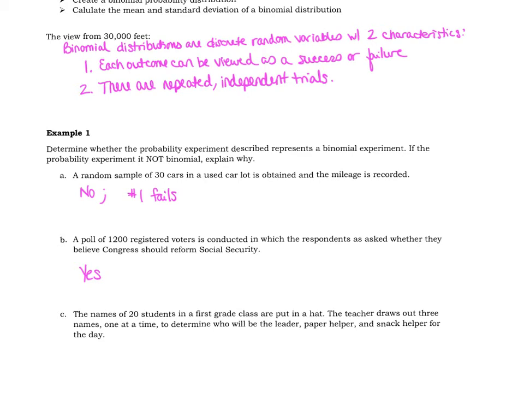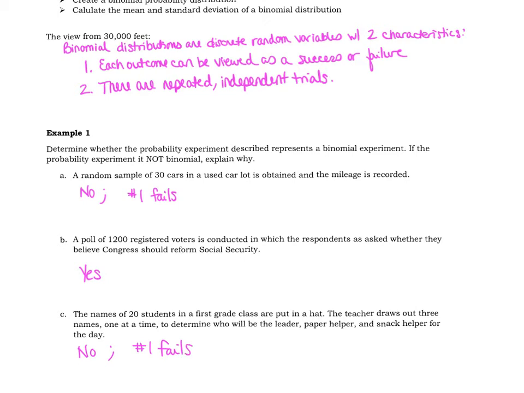The names of 20 students in a class are put in a hat. The teacher draws out 3 names, one at a time, to figure out who will be the leader, the paper helper, and the snack helper for the day. Okay, binomial or not. So can we view an outcome as a success or a failure? Well, no, we have more than 2 categories there. We've got leader, we've got paper helper, we've got snack helper. That is not a success or a failure. Okay, so no, this is not binomial. Okay, number 1 fails to be held up.